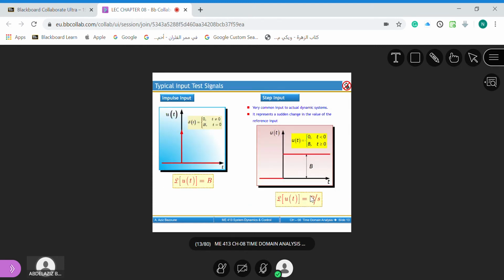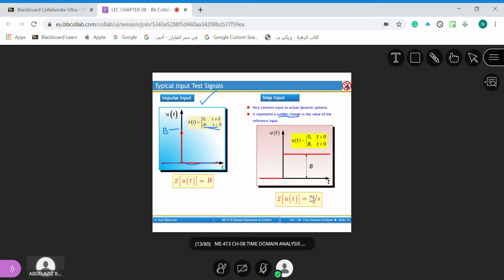Now we go to the typical signals that we can use. We have the impulse signal that is defined by delta. Delta is equal to 0 at all times except one time, where the magnitude is B. This is the impulse input. We have the step input that is commonly used in dynamic systems because it represents a sudden change in the value of the reference input.